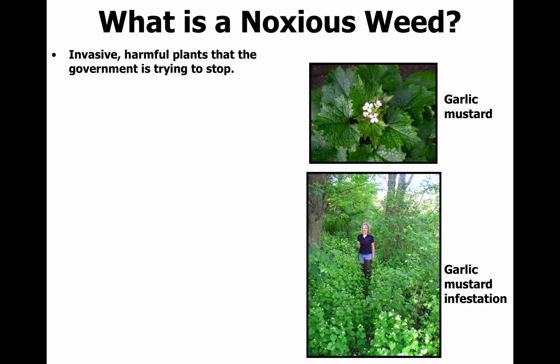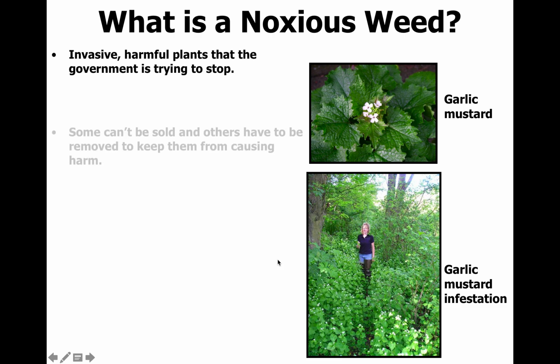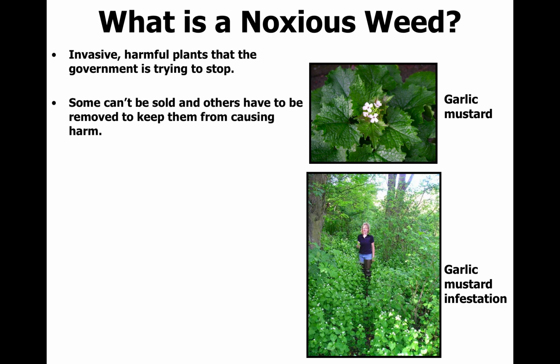So a noxious weed is a specific kind of weed that's invasive and harmful, and the government is trying to stop it. So one example of this is something called garlic mustard. You can see here, somebody might have brought it because it's really pretty. It's got these cute little flowers, but you can see that it just takes over entire areas of forest where there should be other plants. Some of these can't be sold, and others have to be removed to keep them from causing harm.